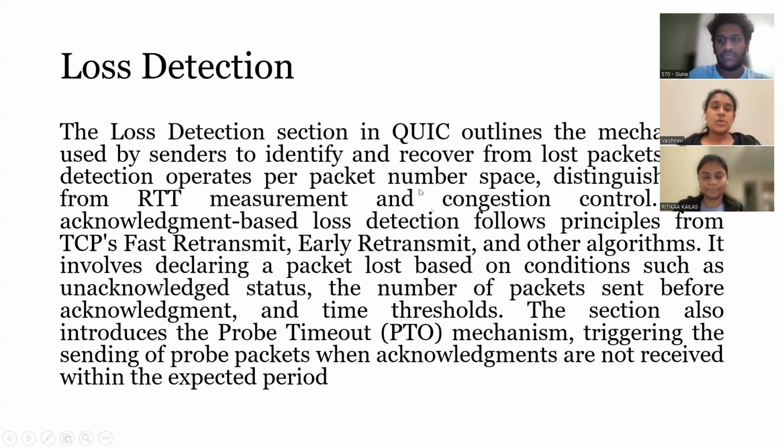When it comes to loss detection, we can understand loss detection in QUIC in three points. The first is identifying and recovering lost packets and operating per packet number space, which helps loss detection in QUIC. The second important point is acknowledgement-based loss detection. It follows TCP's fast retransmit and early retransmit principles and also declares packet loss based on factors like acknowledgement status, packet count, and time thresholds.